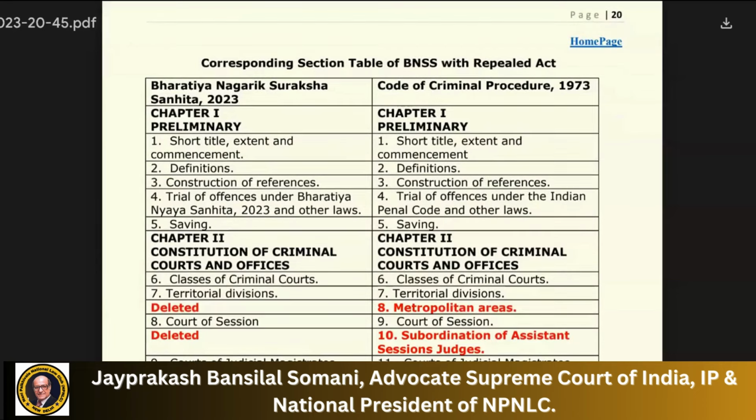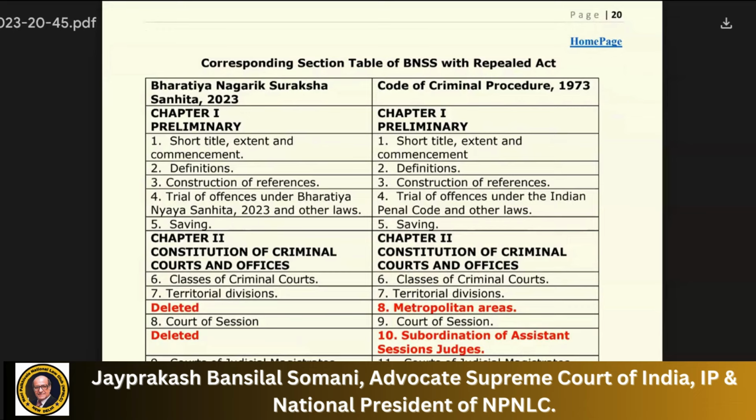So friends, this is a comparative chart of all sections. Bharatiya Nagrik Suraksha Sanhita, BNSS. This law replaced the Code of Criminal Procedure 1973.